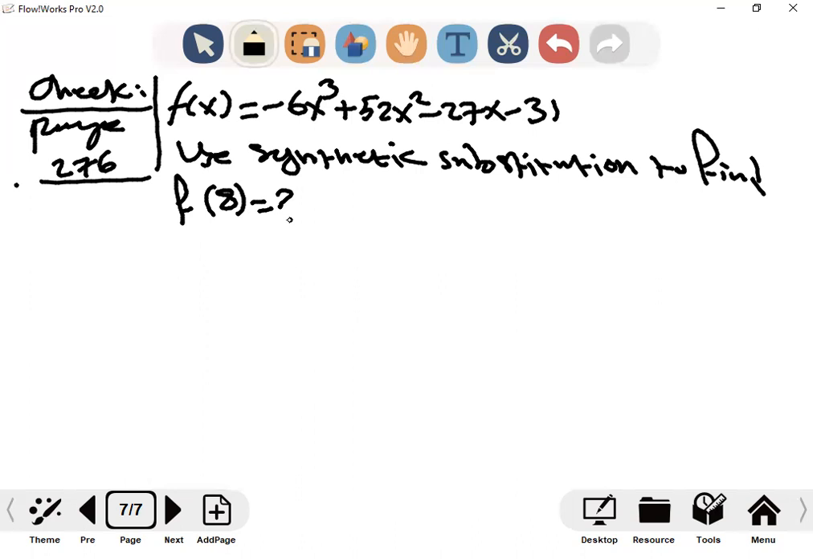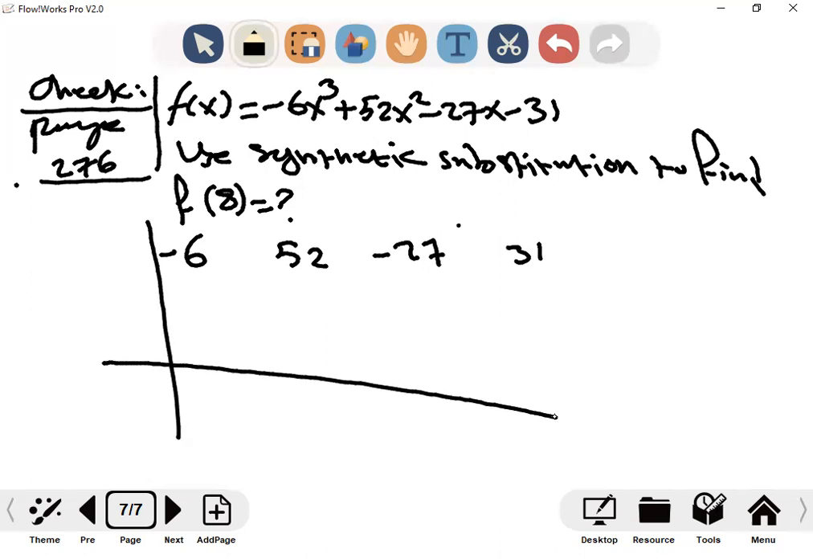Let's divide. Here power 3, right? Power 3 means you need power 3, power 2, power 1, power 0. If one of them is missing, what do you put in its place? 0. From the highest degree to the lowest degree. So power 3, negative 6. Then we have power 2, power 1, and power 0, right? My number is what? 8. Sorry, negative 31.